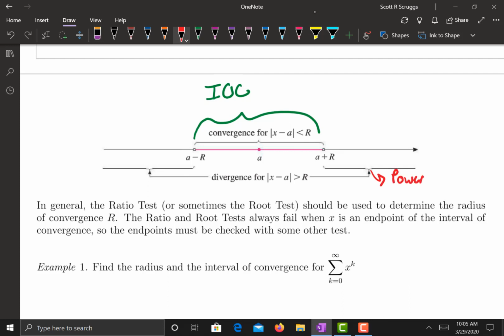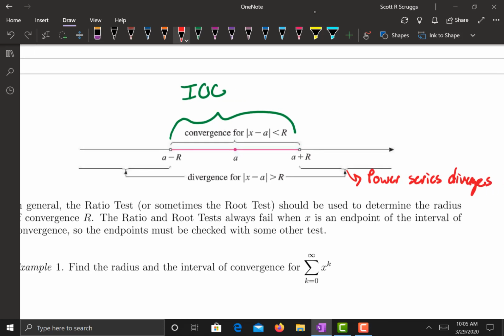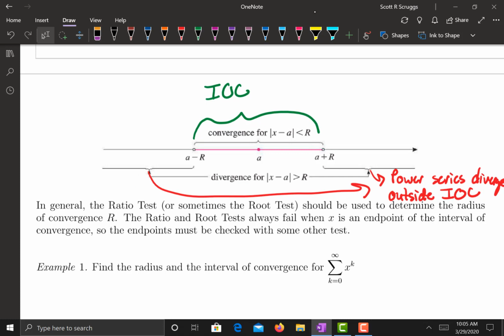So, power series, to emphasize, diverges outside the interval of convergence. And it doesn't matter from the right or from the left. If I am outside that small interval of convergence, my power series will diverge. Now, the caveat is a power series is still a series, so I still need to figure out and determine when I converge or when I diverge.